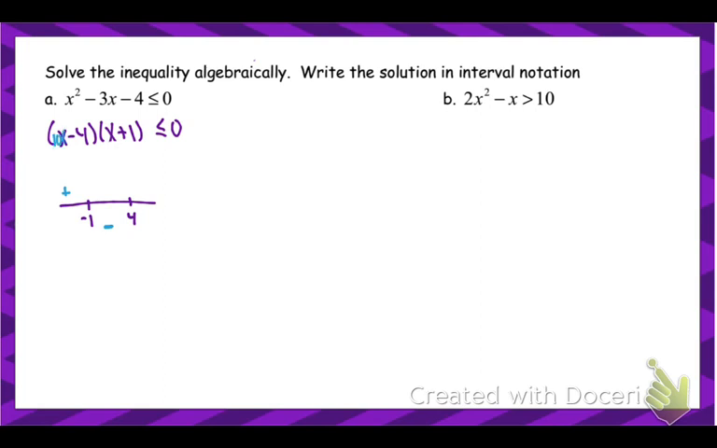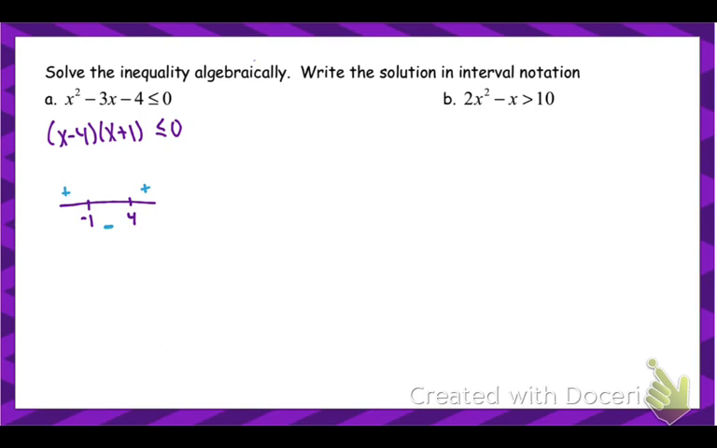If I plug in 100 minus 4, that is a positive number. 100 plus 1 is a positive number. And a positive times a positive is positive. So now my sign chart is filled in. This tells me where this graph is positive and negative. What I'm going to do is use this chart to answer my question.